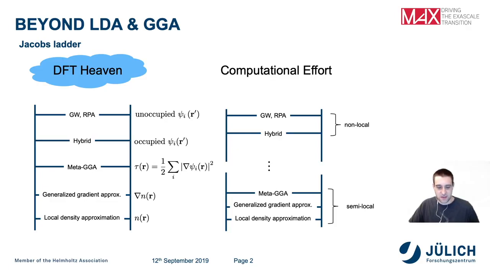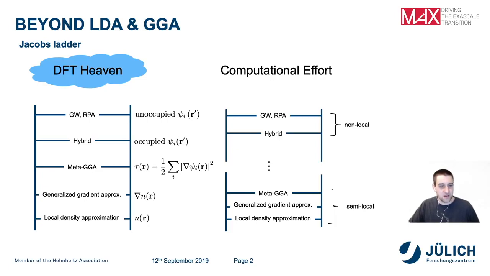And on the right, you can see that I've grouped the exchange correlation functionals into two groups. There's the semi-local exchange correlation functionals, and there's the non-local exchange correlation functionals. And they are semi-local because to get the exchange correlation potential at a certain point R, you only need to get information at this point R. So for example, for the LDA, you only need the density at R, or for the GGA, you only need the density and the gradient. And for the meta-GGA, you might add the kinetic energy density.